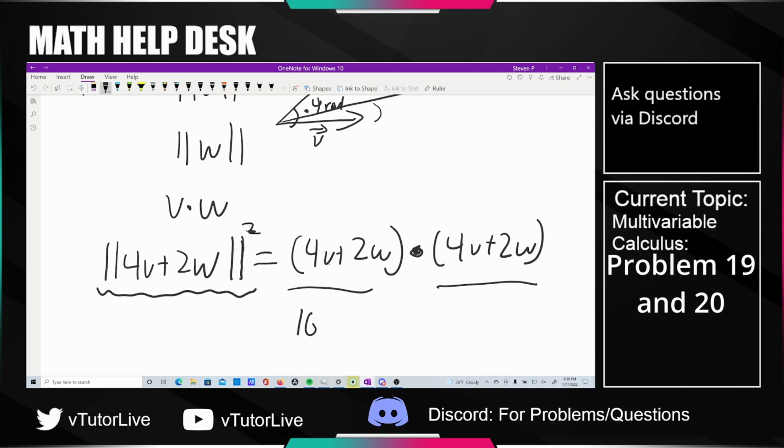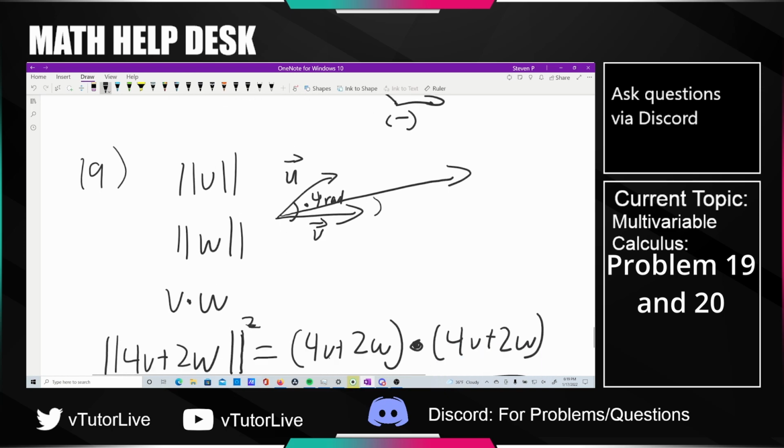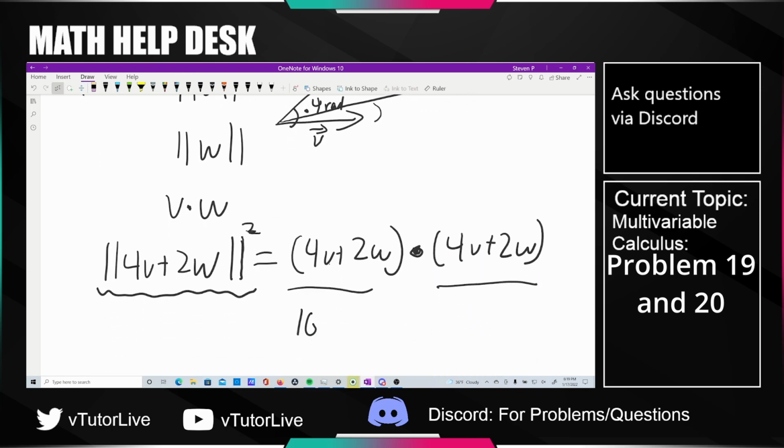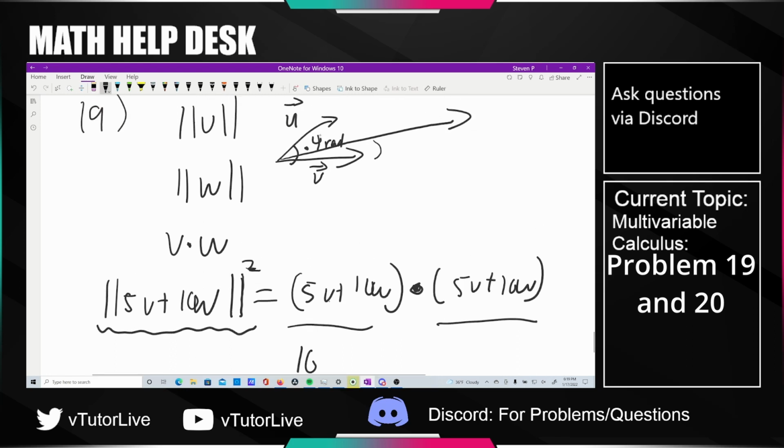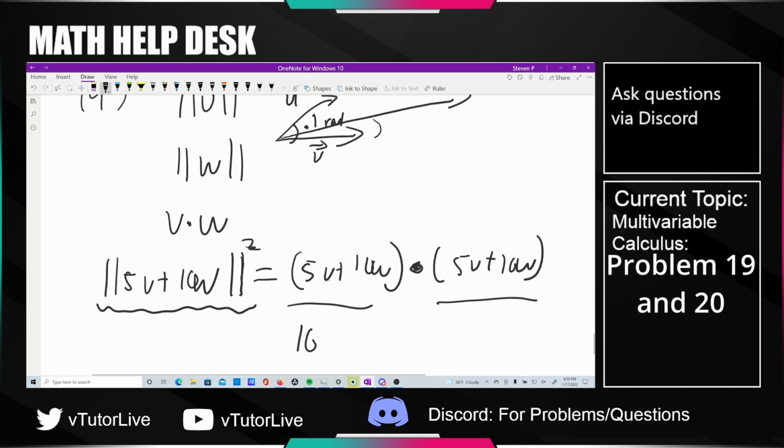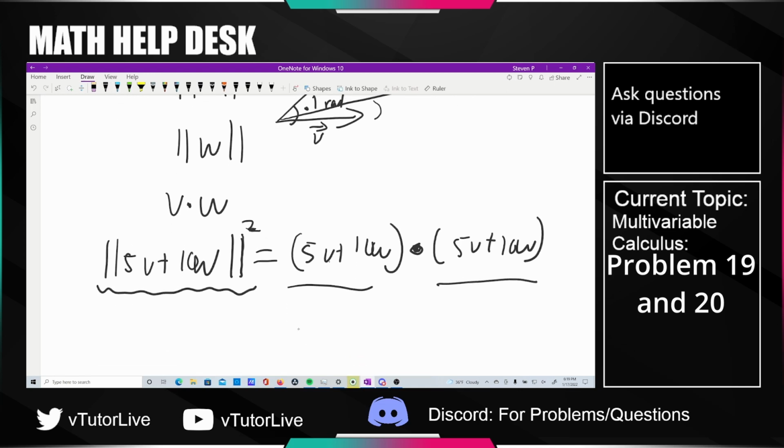Oh, sorry, I should probably not use these specific numbers. Let's do different numbers, like 5 and 10, and let's make the angle 0.1 radians instead. The general process is similar. Just FOIL this out and notice that you get 25 v dot v plus 50 v dot w plus 50 v dot w plus 100 w dot w.